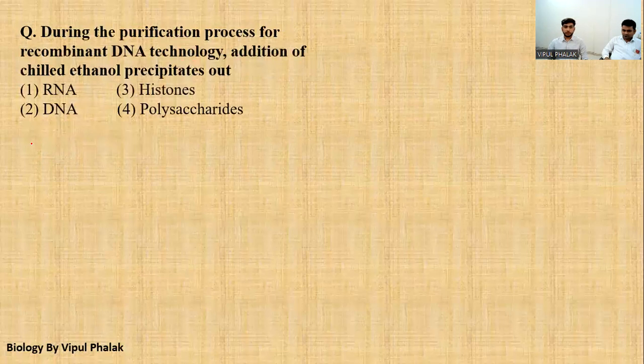During the purification process for recombinant DNA technology, addition of chilled ethanol precipitates out. This is also a straightforward question. We use chilled ethanol to precipitate out DNA, or we can say that after addition of ethanol, we can separate purified DNA from the extra macromolecules and waste products. Therefore, chilled ethanol is used to precipitate out DNA.